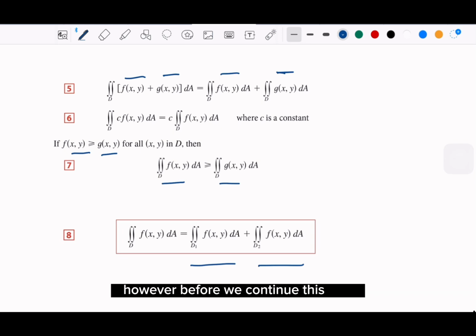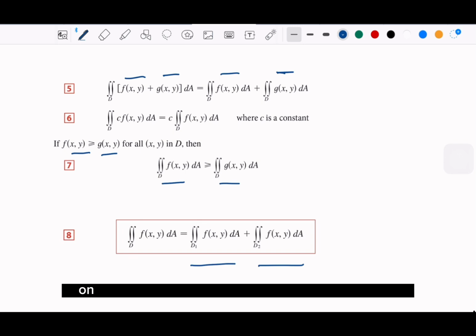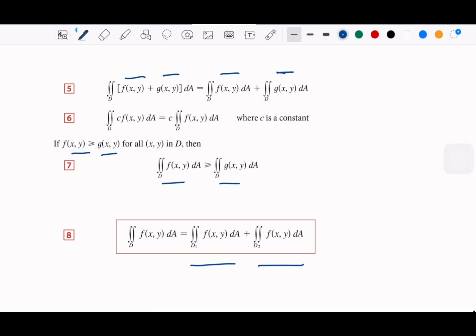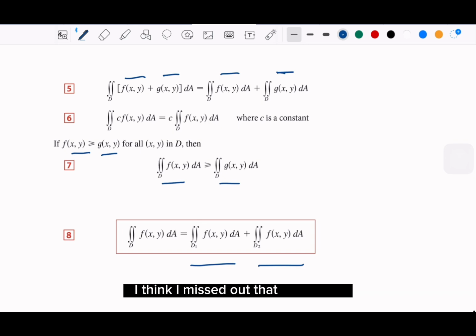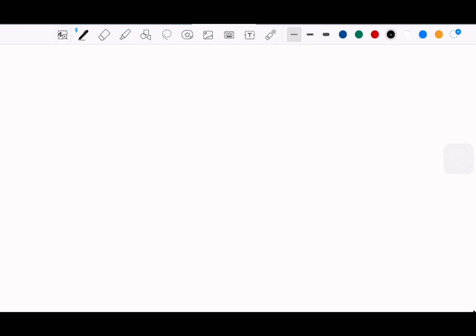However, before we continue this part, I want to have some additional notes on whether we can change the order of integrations and how we can change it. I think I missed out that yesterday. So let me go back and add one note. So this will be changing the order of integration.